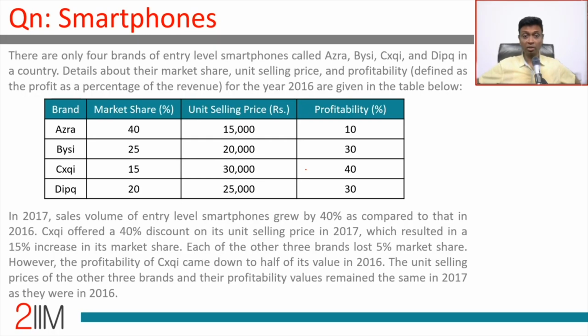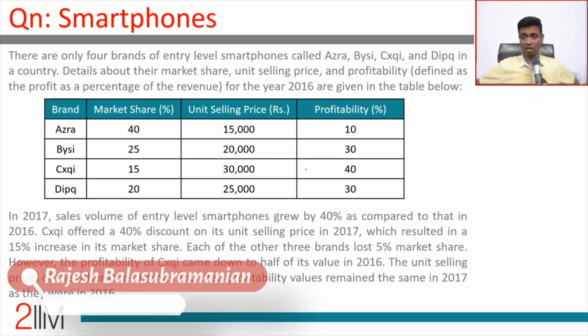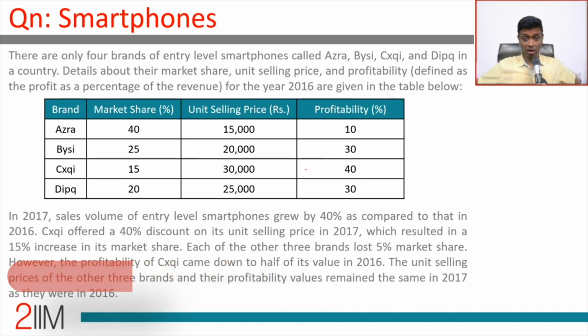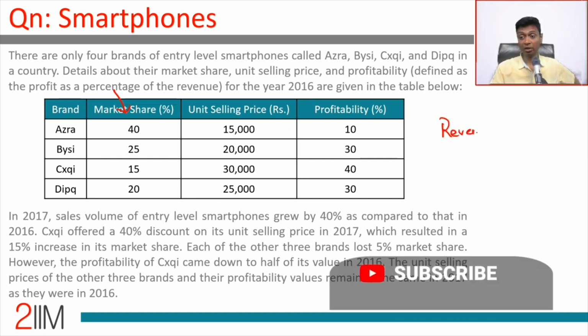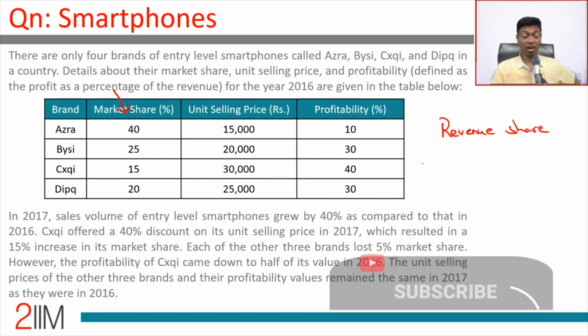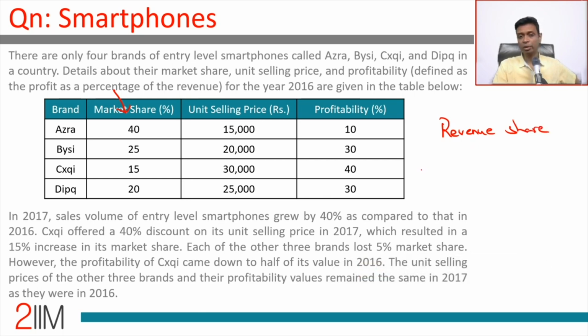Smartphones. There are only 4 brands of entry-level smartphones called Azra, Bysi, Cxqi, and Dipq. A, B, C, and D effectively in a country. Details about their market share, unit selling price, profitability for the year 2016 are given in the table below. 40, 25, 15, 20. Because unit selling price is given, assume market share refers to share in number of units, not share in revenue. That will be described as revenue share. Market share can also denote revenue if you're talking only in terms of overall revenues, but here we are clearly talking in terms of units.